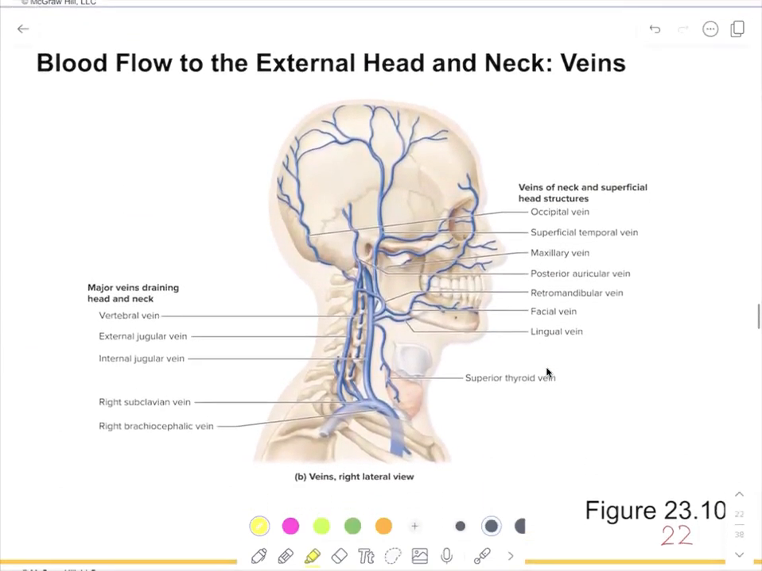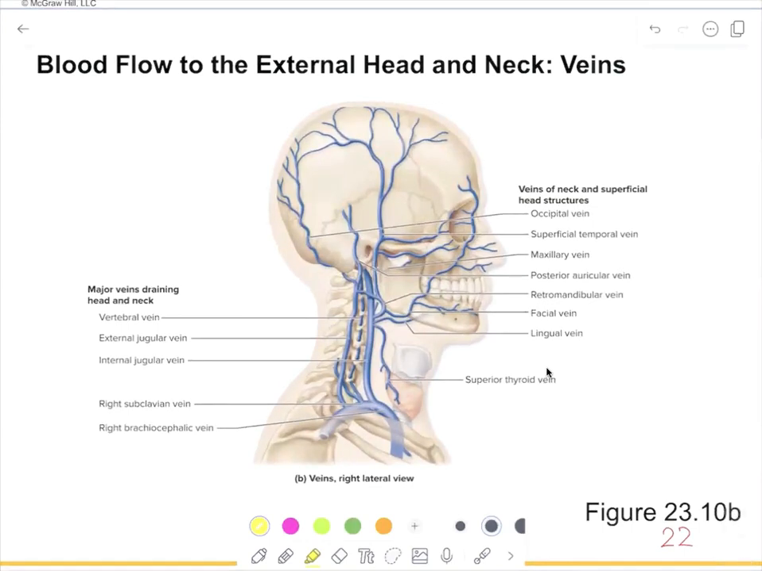This diagram is showing the similar structures that we just saw. So we're starting with the head in this case, going back towards the heart. We have different veins like occipital vein, facial vein, etc. What I want you to know is that those lead into the external jugular vein, internal jugular vein, which goes in eventually into the subclavian vein and brachiocephalic vein.